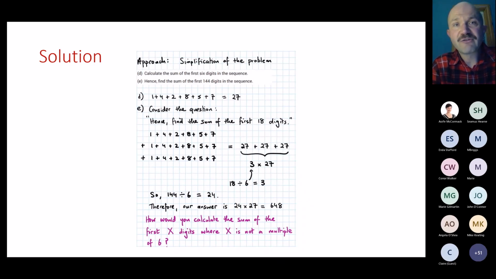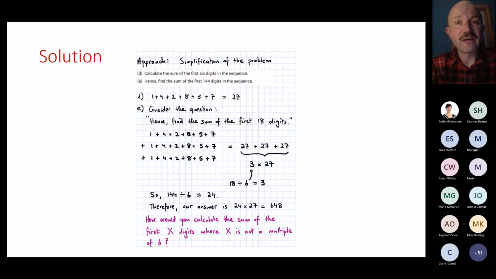So here we see where simplification of the problem as a problem-solving strategy could be very useful. Rather than trying to answer part E directly, and calculate the sum of the first 144 digits in the sequence, a student might be guided or prompted or hinted towards trying to work out what the sum of the first 12 digits or the sum of the first 18 digits in the sequence is. So if we take, for example, the simplified version of the problem, what would the sum of the first 18 digits be? A student might realize through a systematic listing approach that they're getting 27 plus 27 plus 27. So they're getting 27 3 times.